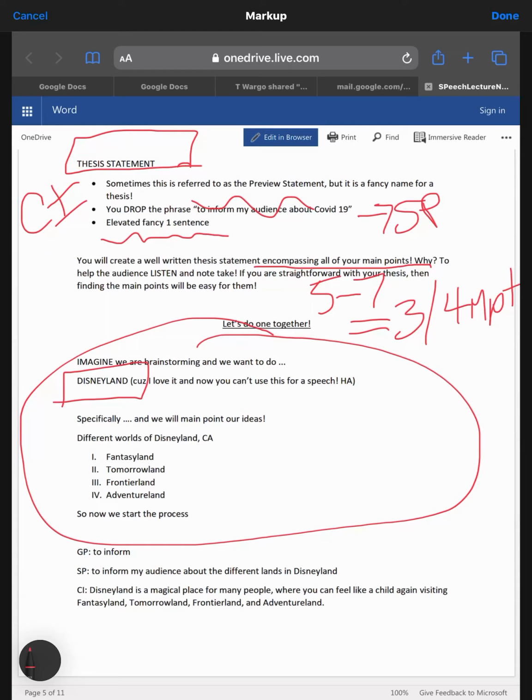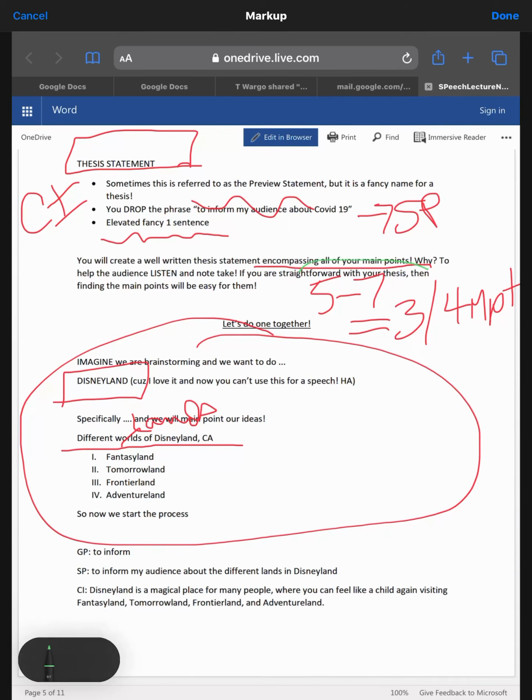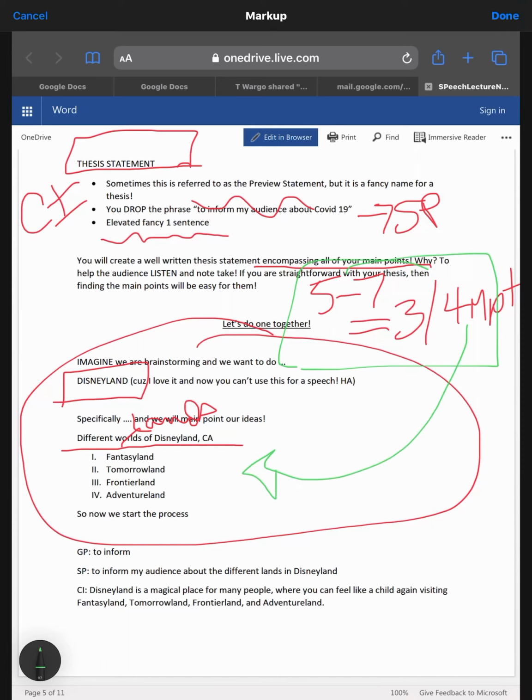Okay. So I know I want to give it on maybe the different worlds, although I really should have written lands. The different lands in Disneyland. So we're going to do it on the different lands in Disneyland. Since I'm giving a 5 to 7 minute speech, I'm going to have anywhere from 3 to 4 main points. And ironically, for this speech, I am rolling with 4 main points.